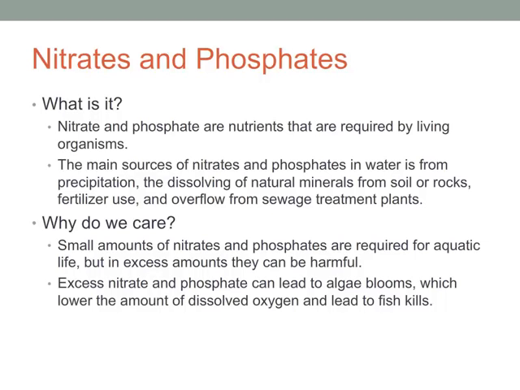We care about nitrate and phosphate because they're required for aquatic life, but in excess amounts they can be very harmful. If you have too much nitrate and phosphate in the water sample, it can lead to algae blooms, which will lower the amount of dissolved oxygen in the water and lead to fish kills.